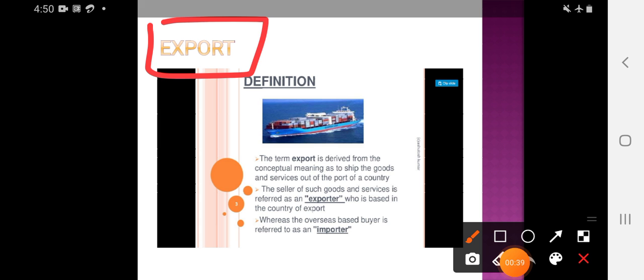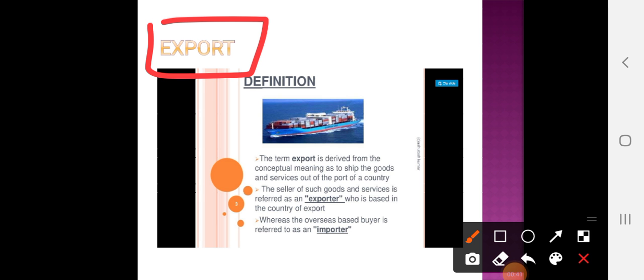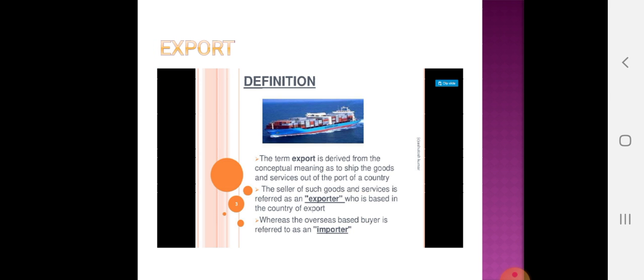What is export? It is derived from the conceptual meaning: to ship goods and services out of the port of a country. The seller of such goods and services is called an exporter, whereas the overseas-based buyer is referred to as an importer. To understand this definition, I would like to give an example.